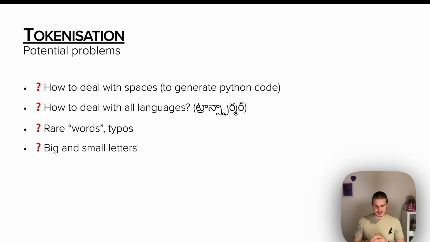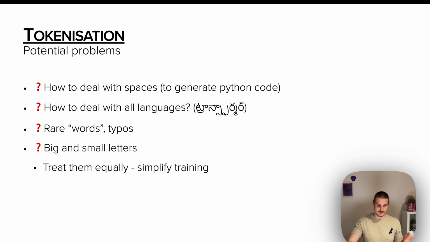Another interesting problem is big and small letters. In English, we try to start every sentence with a big letter, but then the word at the beginning of the sentence is actually the same as somewhere in the middle of the sentence. So you might want to just ignore that, and that will save you roughly half of your vocabulary size. But then you'd lose some information too.